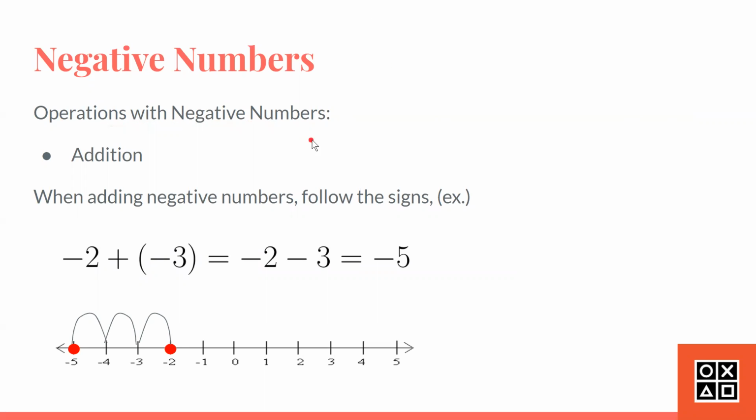Operations with negative numbers. Addition. When adding negative numbers, follow the signs. Example, -2 plus -3 would equal -2 minus 3, which would just equal -5. There's actually a better way to show this process. It would usually be like this. And what you're doing in this case is you're just adding these two negative numbers, -2 and -3, to each other. So if you do 2 plus 3, that would equal 5. And since they're negative, you would just add a negative sign right there, and it would be -5.